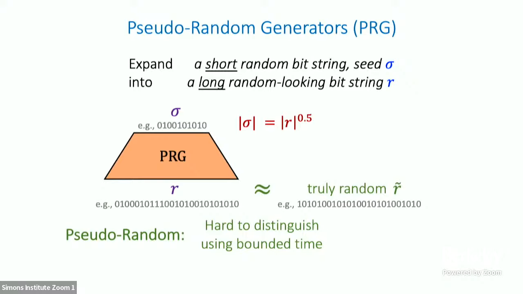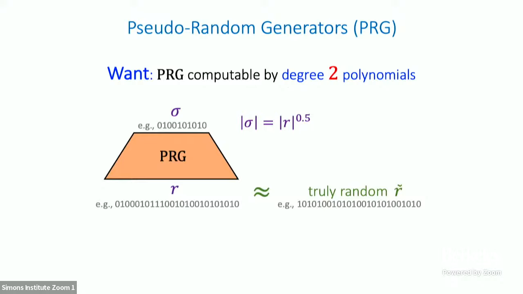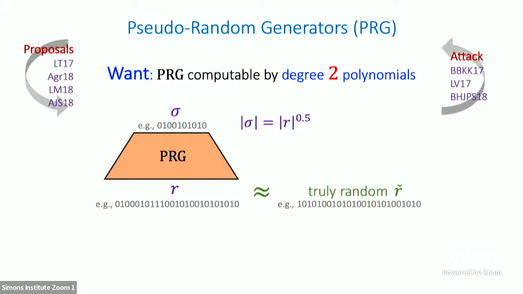But we have also wondered for a long time how simple such pseudorandom generators can be. In other words, what kind of simple functions can already produce random looking outputs? And here, for the purpose of program obfuscation, we don't want just ordinary simple. We want extremely simple. We want a PRG that is computable by just degree 2 polynomials. Can we have it? With extensive effort, unfortunately, up to now, all the proposals have been attacked, and we don't know whether we can have degree 2 pseudorandom generators.